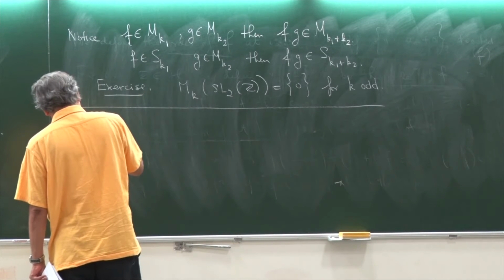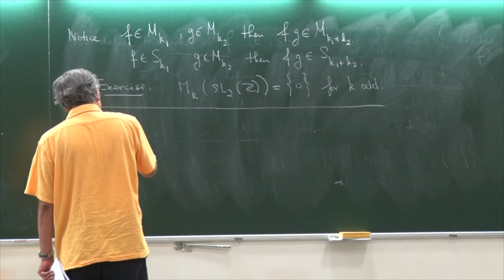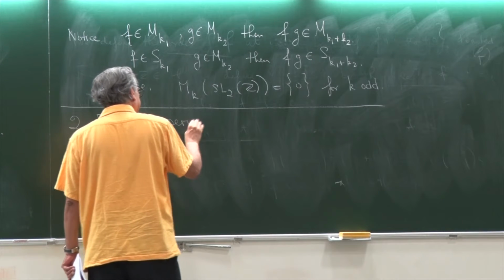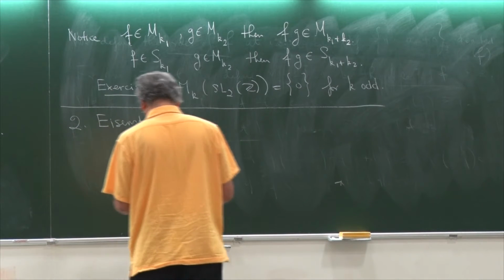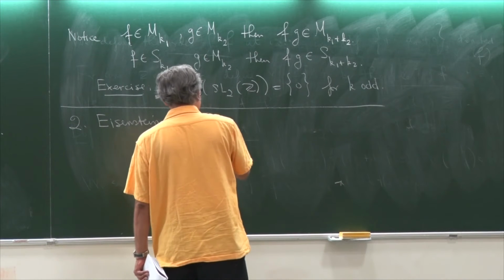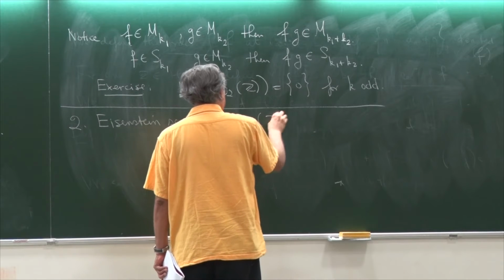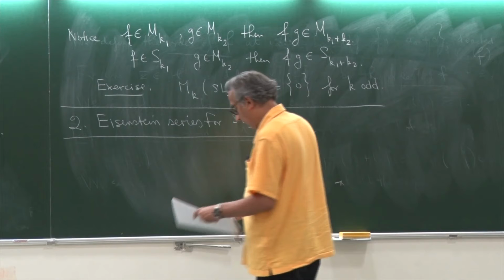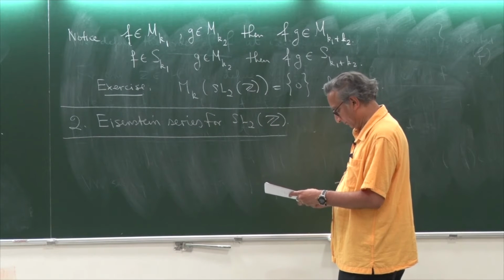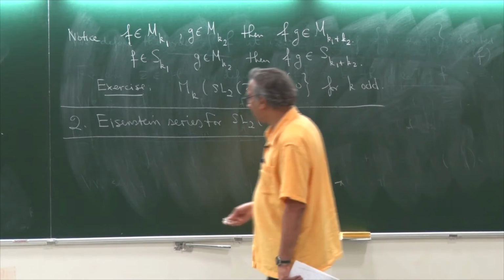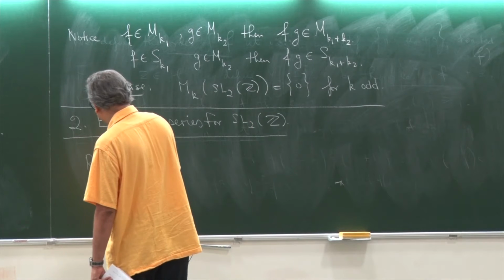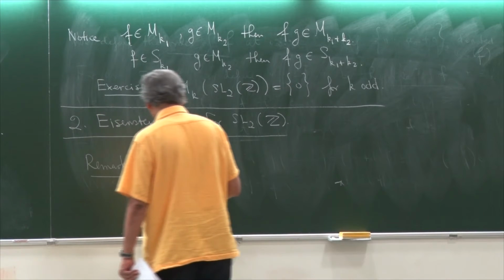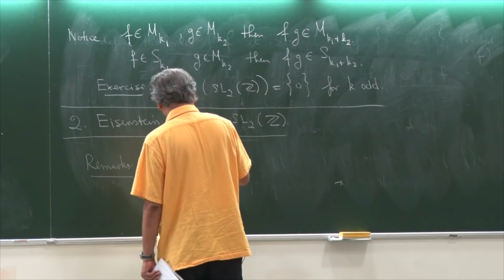So let's construct explicitly some modular forms. These were first constructed by Eisenstein. But before I do that, let me just make some general remarks about quadratic forms.